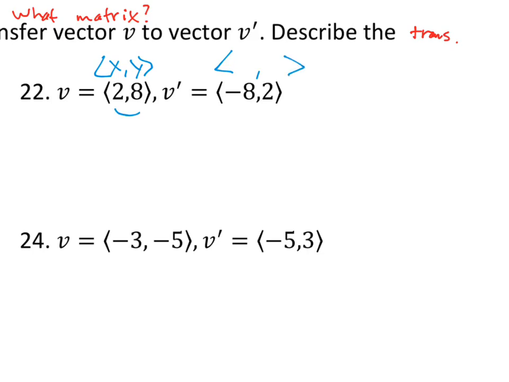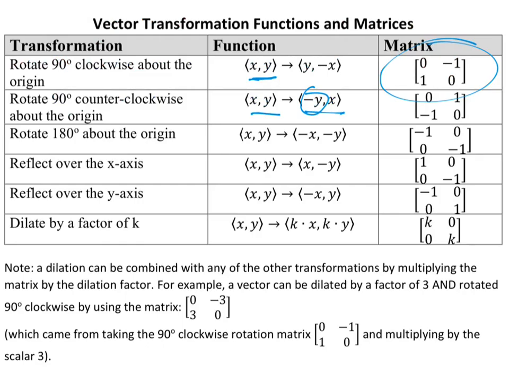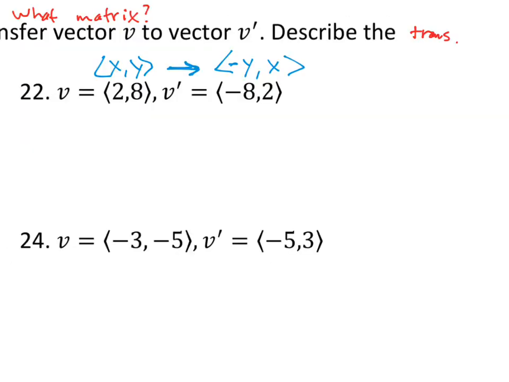Well, it's looking like we had 2, 8, and now we got 8, 2. So we're going to switch the order here. We got y, x. And it's not just 8, it's negative 8, so the y got a sign change. So you need to look at your notes and figure out what transformation made x, y go to negative y, x. Well, we actually just did a problem that had that, and that's the rotating 90 degrees counterclockwise, which is going to give us this matrix, and that's going to do it.